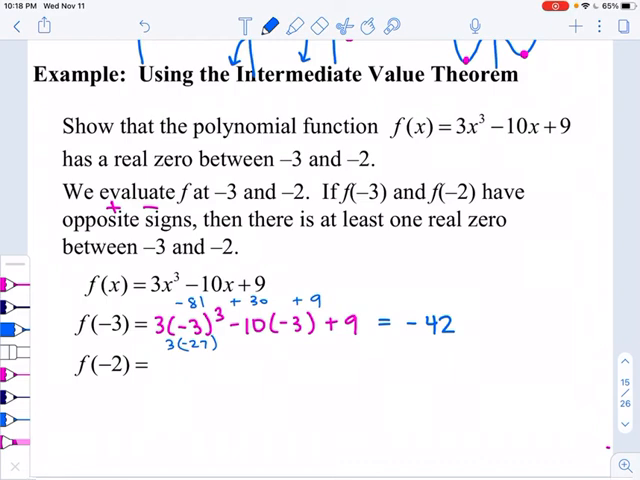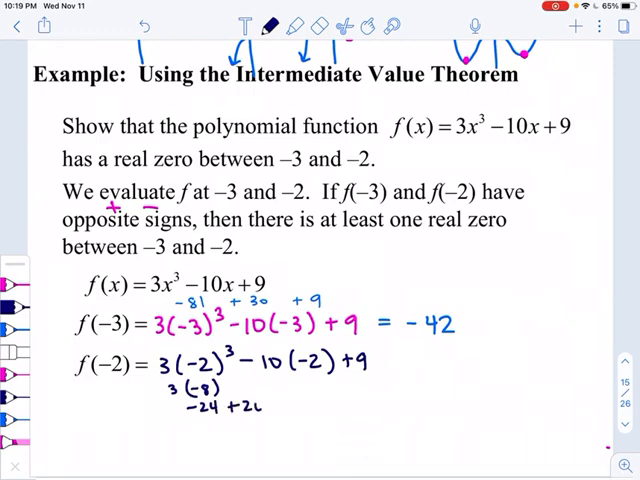If we evaluate f of -2, let me erase that so I have a little bit more room. If I evaluate f of -2, we're going to take 3 times -2 to the third power minus 10 times -2 plus 9. So -2 to the third power is -8. 3 times -8 is -24. We are going to add 20, and then we are going to add 9, and that's going to end up giving us a positive 5.